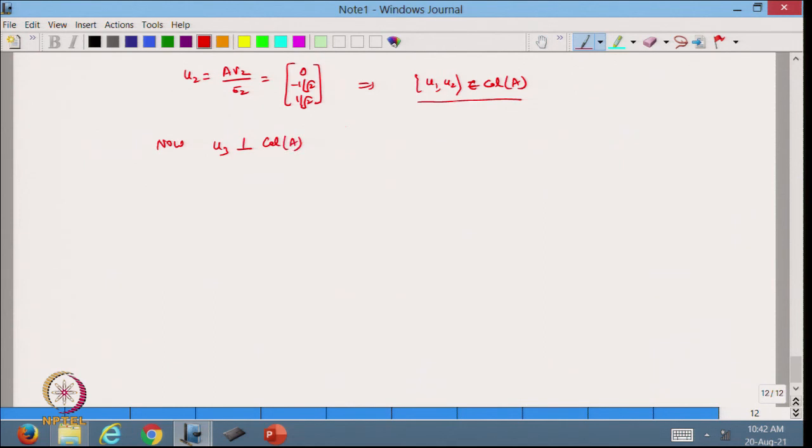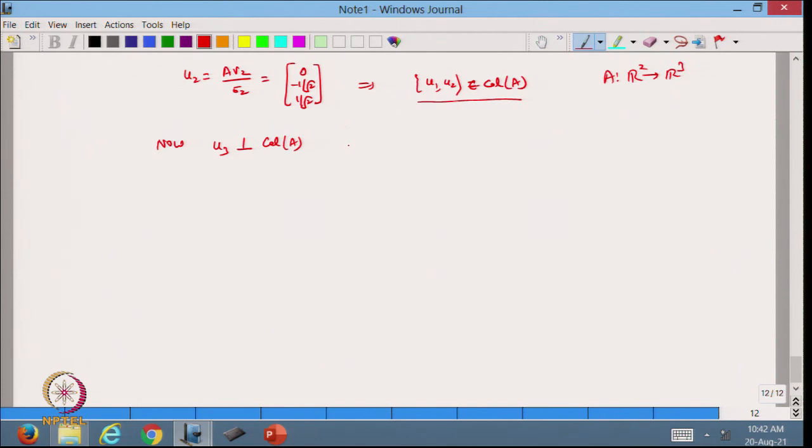Only then will it make the orthogonal basis for R3, because our matrix is 3 cross 2, so it is going from R2 to R3. So now, we need a vector perpendicular to the column space.